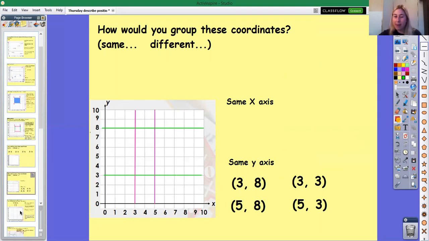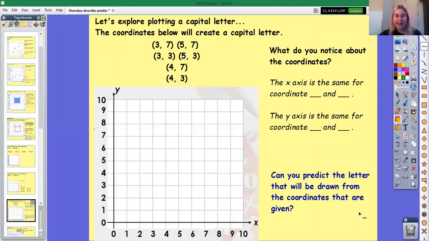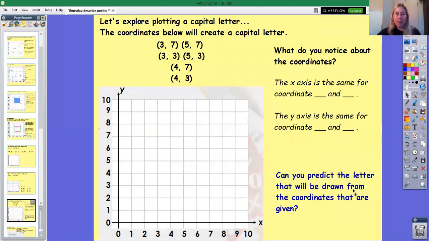You might want to think about that because there's a challenge next. And I want you to think about plotting a capital letter on a grid. But before you plot the capital letter, I want you to pause the video and look at the coordinates and make a prediction for what kind of letter it might be. See if you can see any x-axes that are the same, and remember what that means, and any y-axes that are the same.